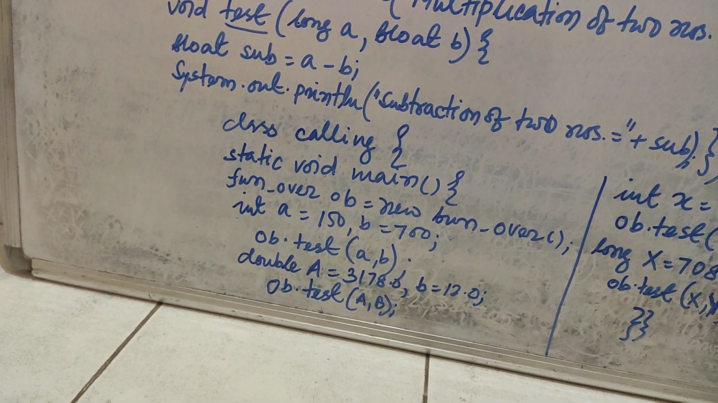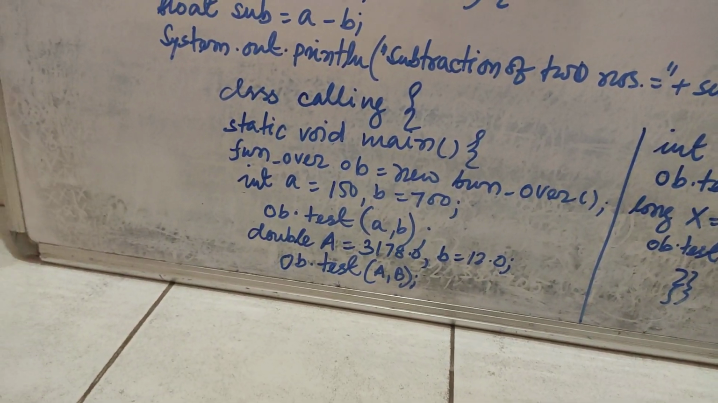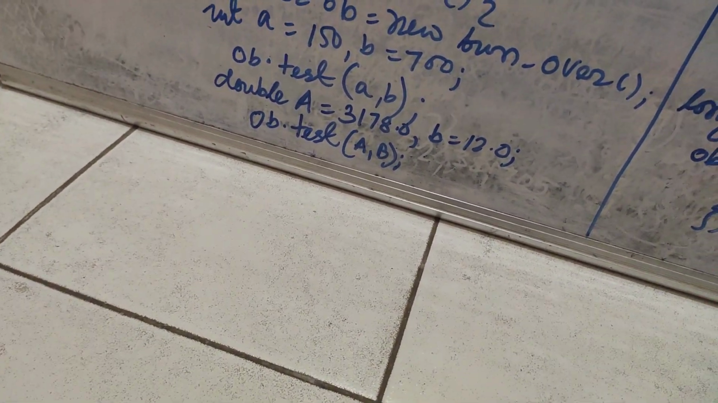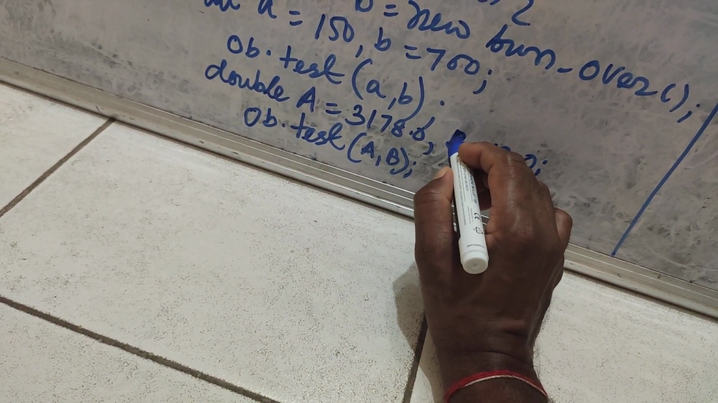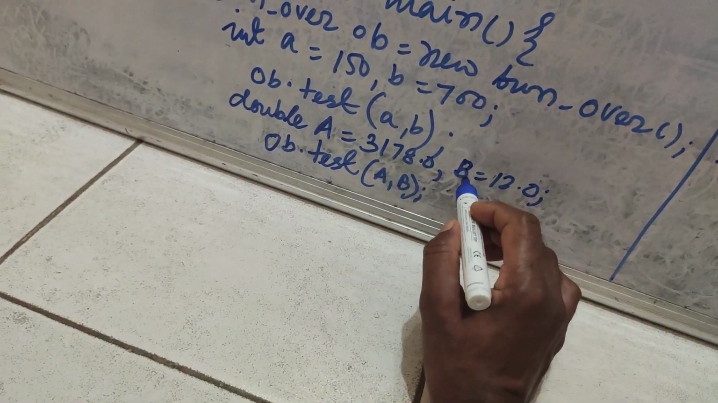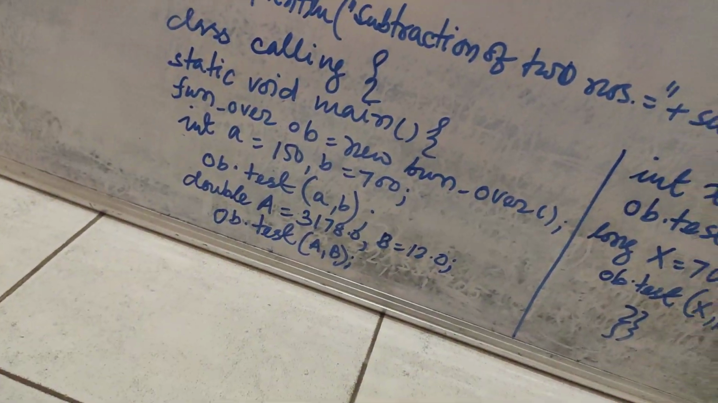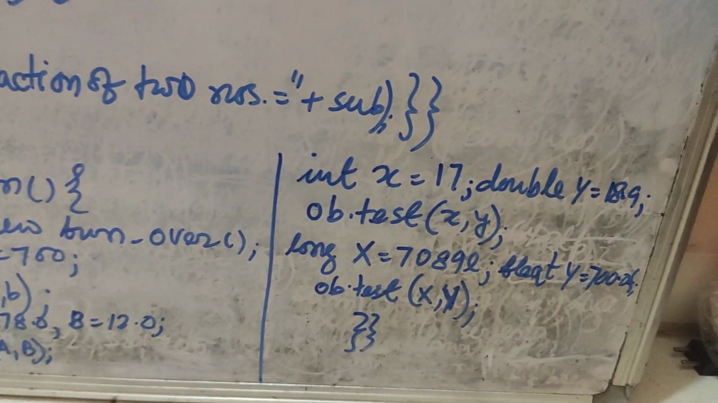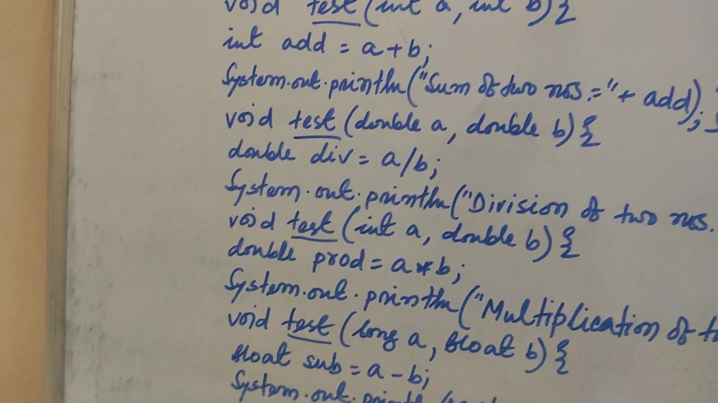Okay, ob dot test a comma b. One more thing is that here b will be a capital letter, because the small b index is already defined, so b and b. There, x and y are small letters. This is one process.